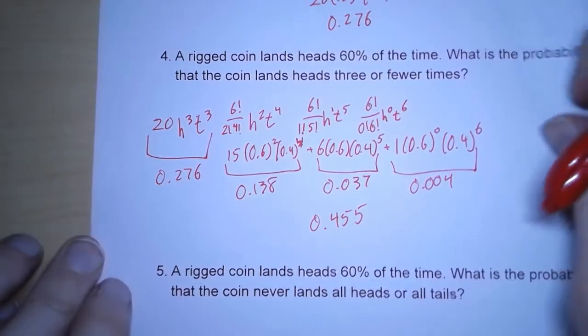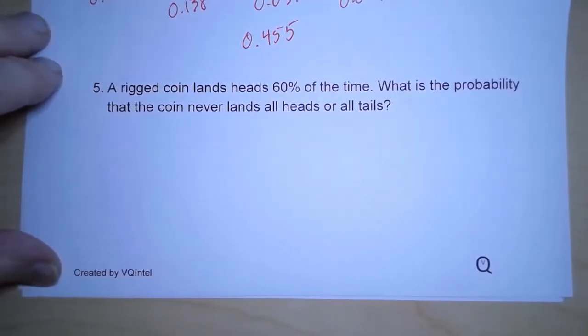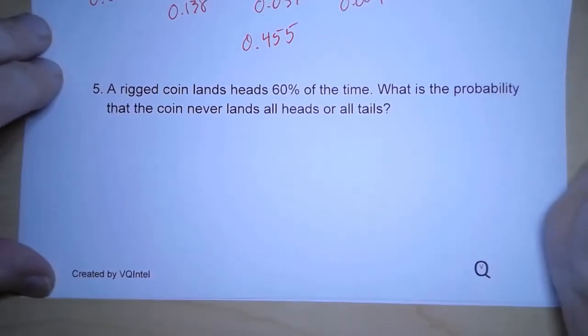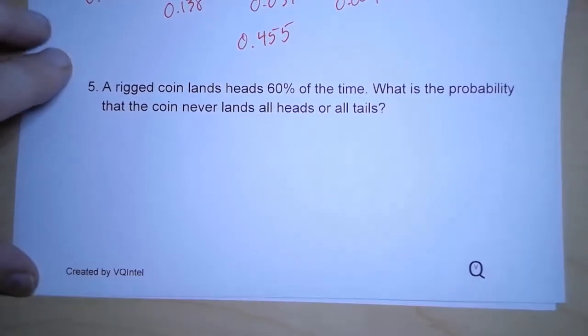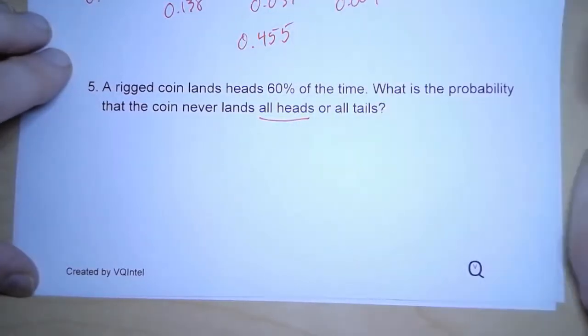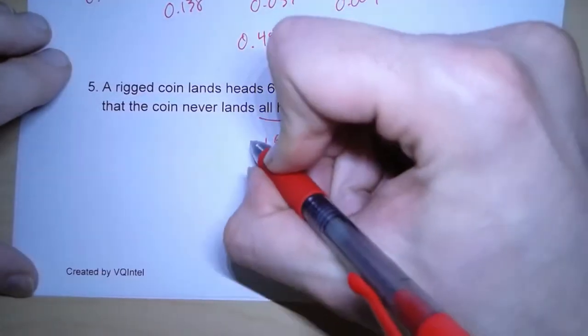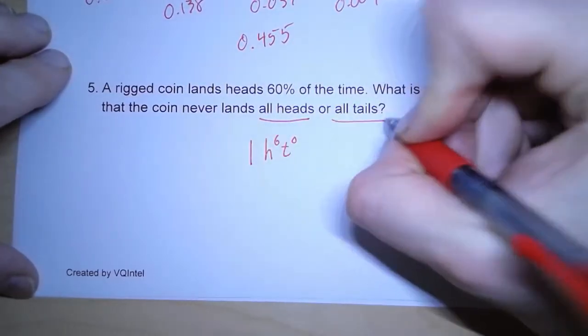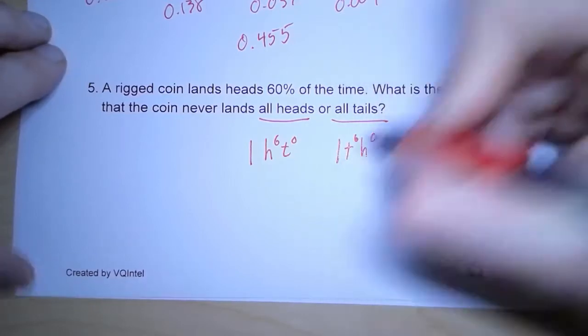And then on number 5, now it asks, what's the probability that the coin never lands all heads or all tails? All right. Now we could count out all the probabilities of things we do want, but I'm going to show you a different way to do this one. Count what we don't want. So all heads, what's that? Well, that's going to be h to the 6th, t to the 0. And there's only one way that could happen. What about all tails? 1 t to the 6th, h to the 0. There's only one way that could happen.